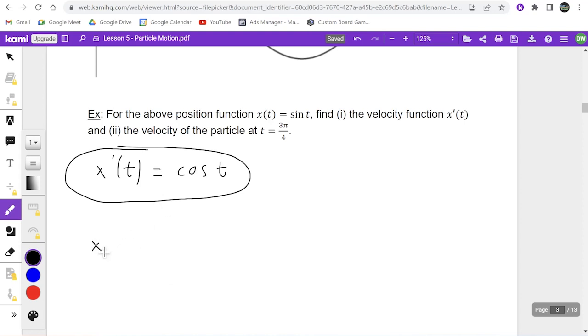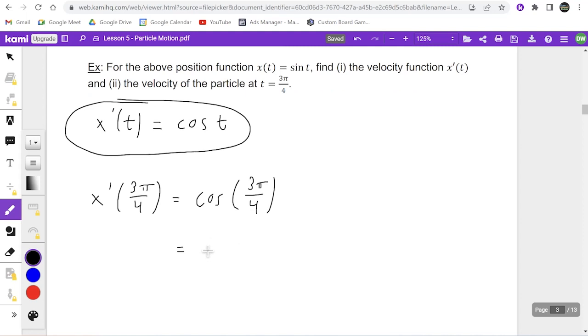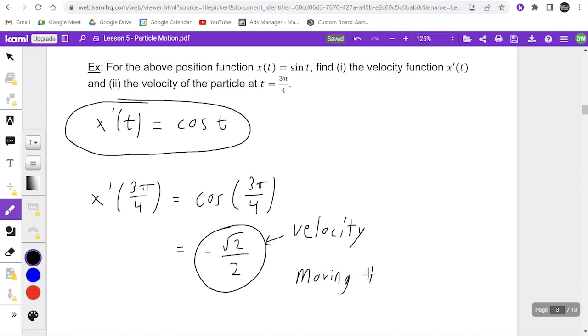And now if you want to find the velocity at 3 pi over 4, then all we're going to do is plug in 3 pi over 4 in for t. And now we have to find the cosine of 3 pi over 4. I'm going to be doing that this time. It's negative root 2 over 2. There's our velocity right there. And now I would say, hey, this is moving to the left because left is negative, and that's what we got, a negative answer.